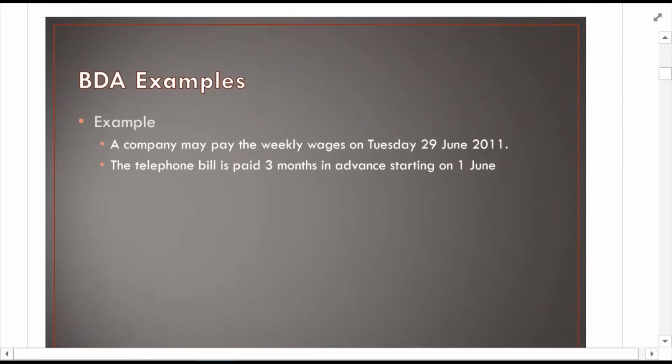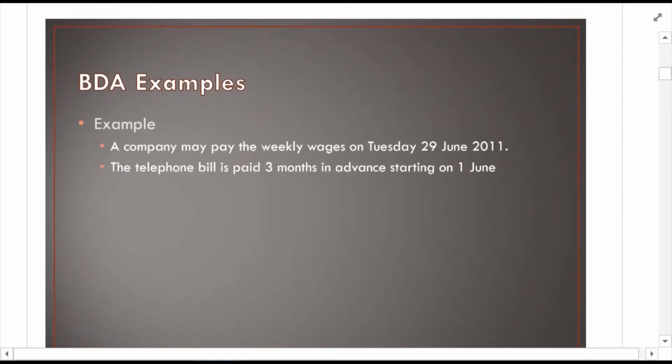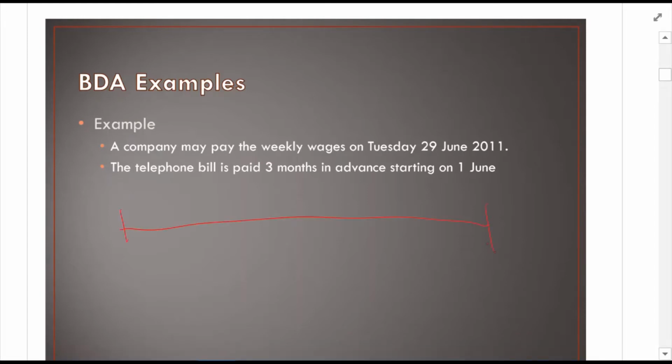Okay, so as I said, sometimes transactions don't fit neatly into the financial year. So for example, we'll do up a little drawing here. I like to express some of these visually. So say this is our financial year. It starts on the 1st of July and ends on the 30th of June.